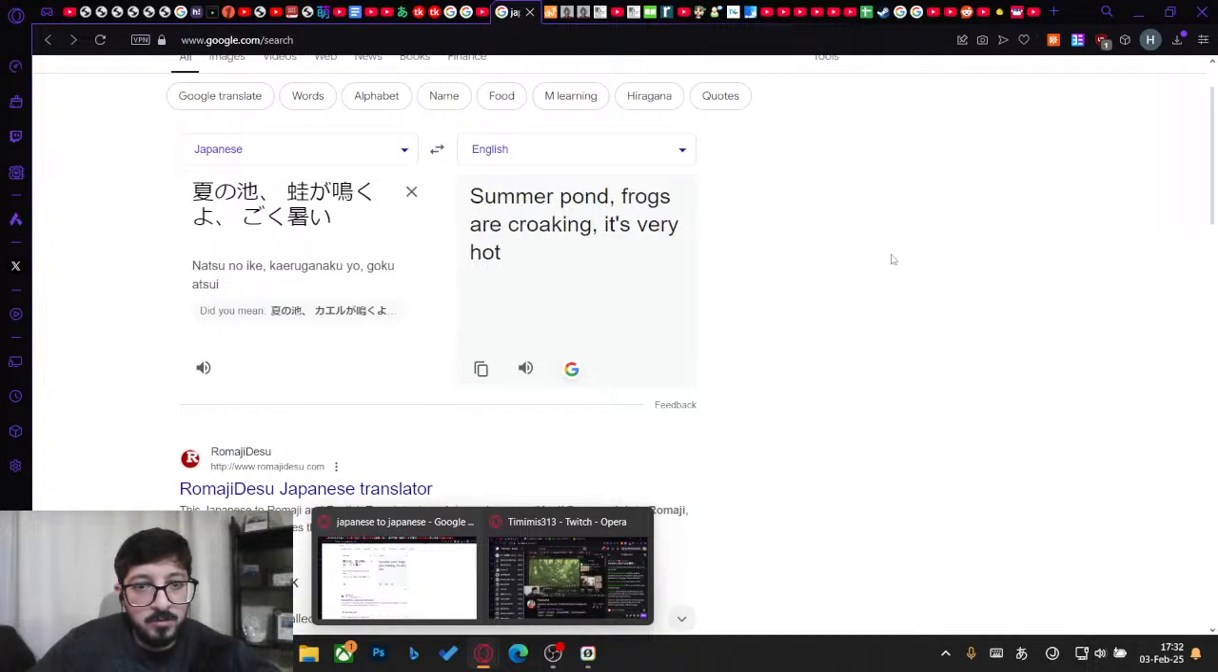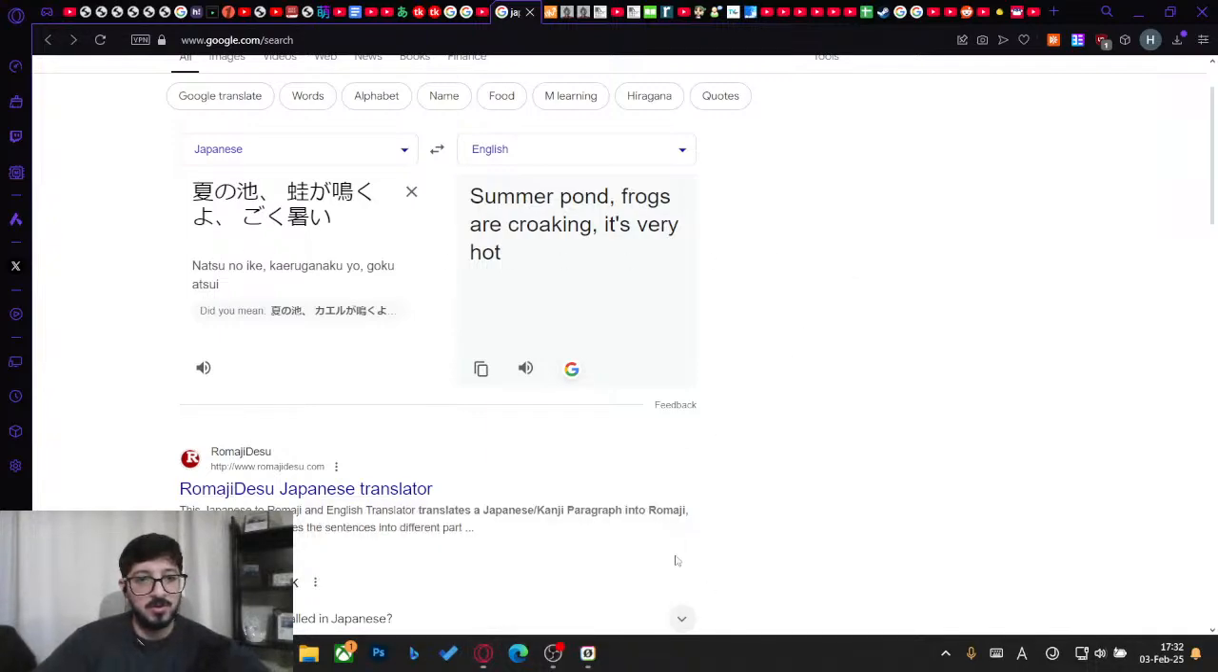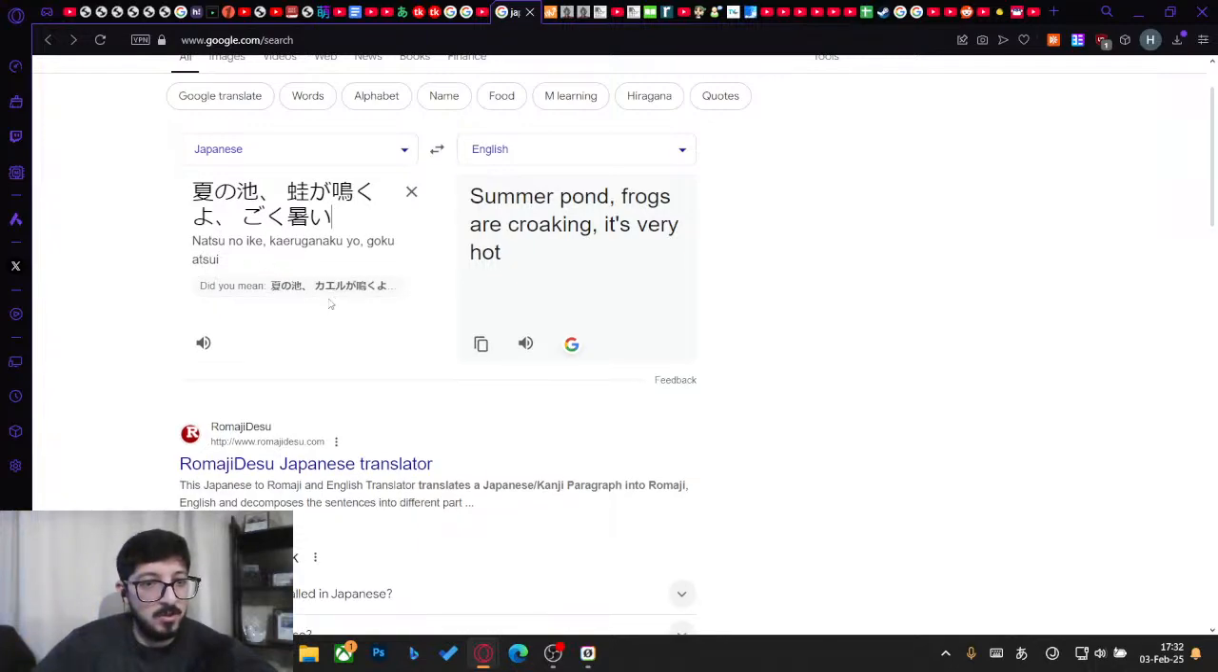Summer pond, frogs are croaking. It's very hot. So this is a haiku. This is a simple haiku.